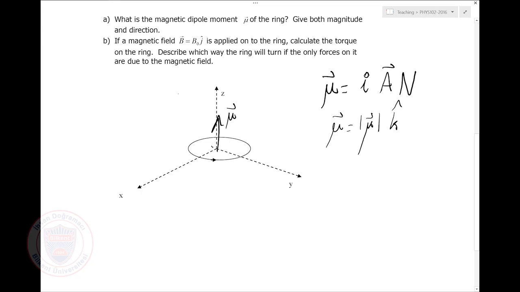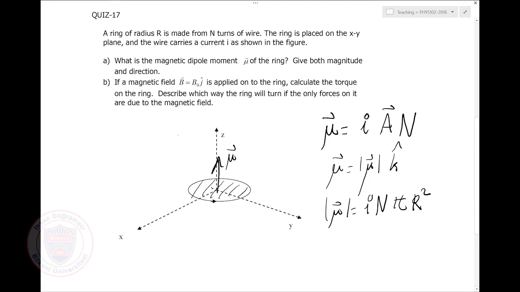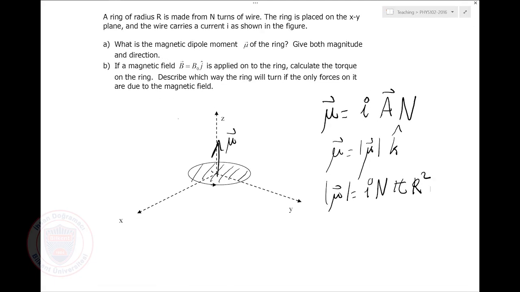Let's find the magnitude of this vector. I is given, n is given. What's the area? Well, the area of the full loop, pi times r square. R was also given. Good. Part A was very simple. How about part B?